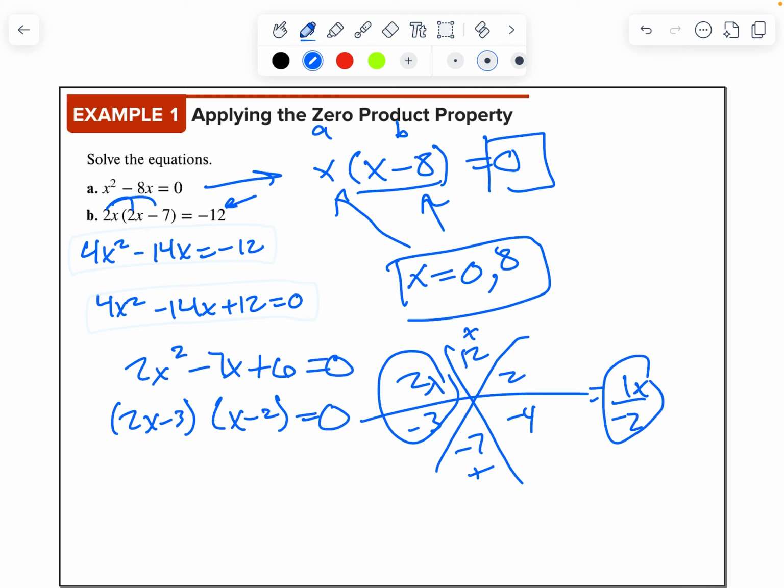Sometimes it's really easy to see what would make a factor 0. So for this one, for example, 2 would make that 0. That's one of our solutions.